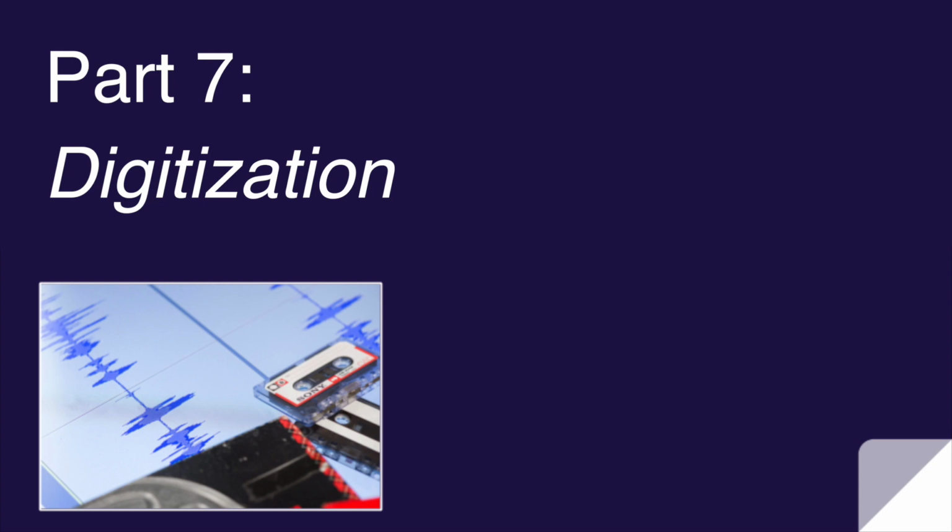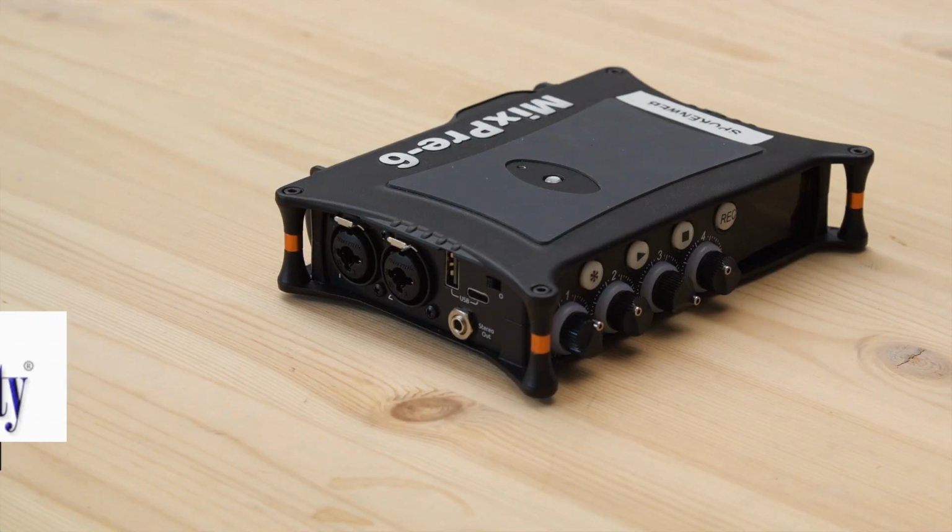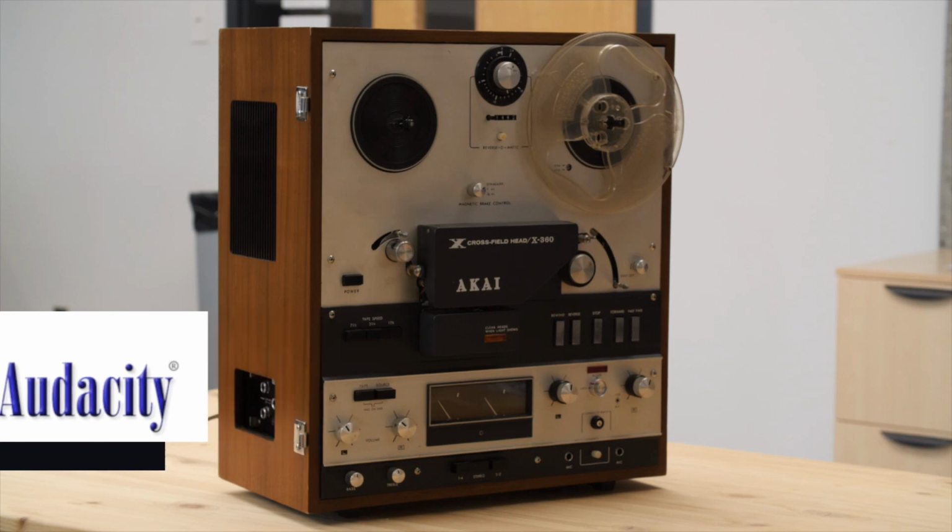Welcome to the AMP Lab, where we're going to demonstrate how we are digitizing our analog tapes using a MixPre 6 and Audacity from our Akai machine. And one of the most important things with working with audio will always be signal flow. And so the very first thing we're going to start with is I'm going to show you how we are getting from here to here to here.